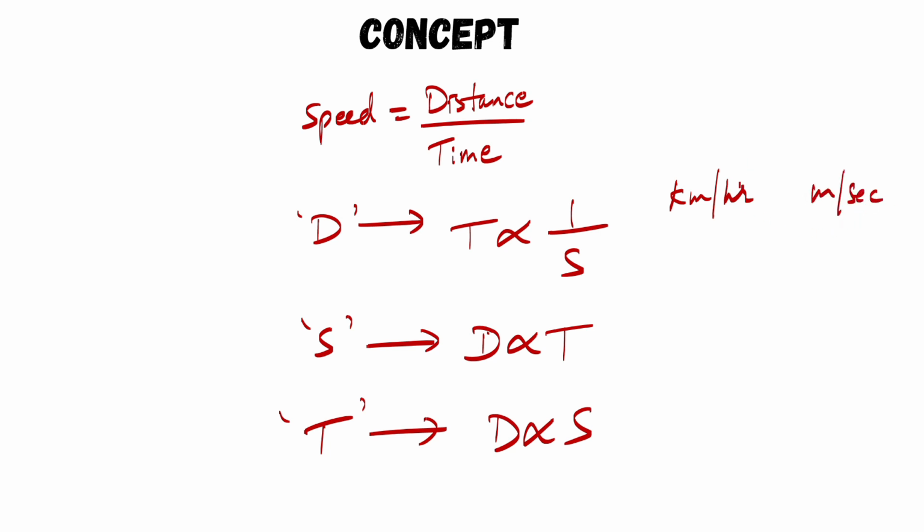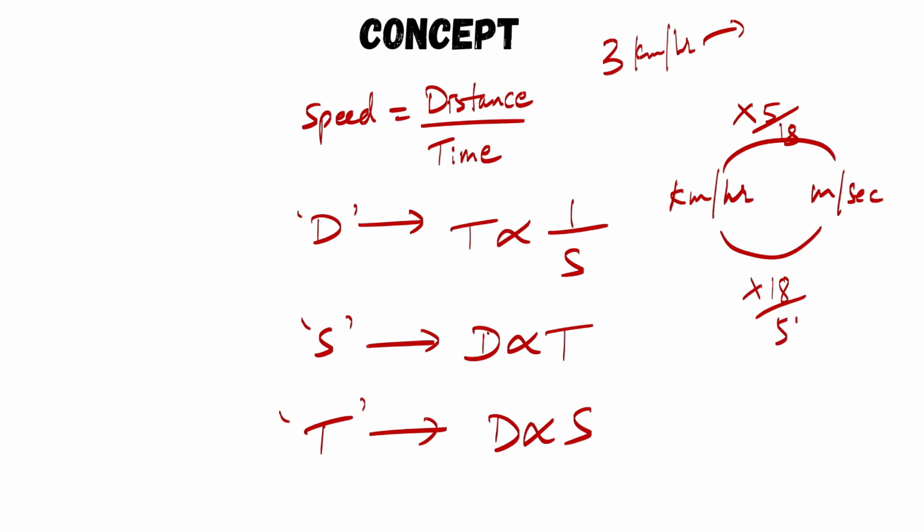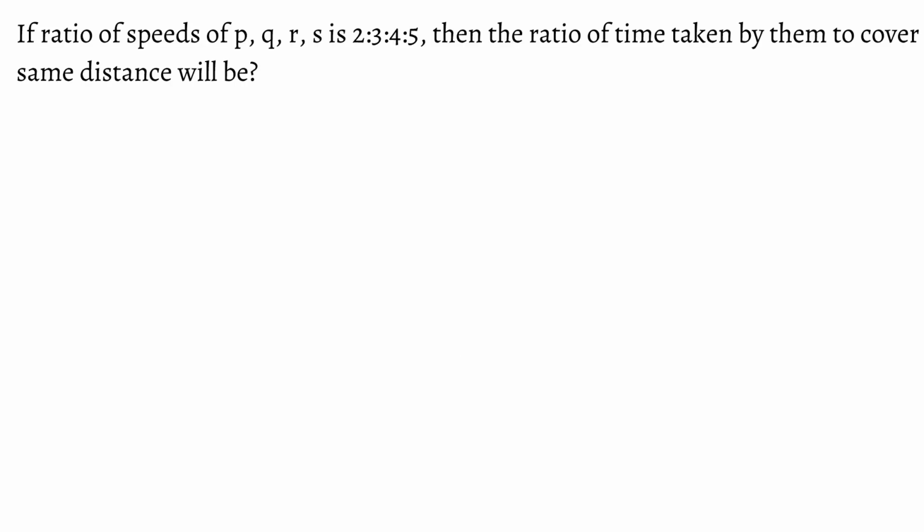How can we convert kilometer per hour into meter per second? Let's say we have 3 kilometer per hour. How to express this into meter per second? You can just multiply by 5 by 18 to convert anything in kilometer per hour into meter per second. Whereas to convert meter per second into kilometer per hour, you can just multiply it by 18 by 5.